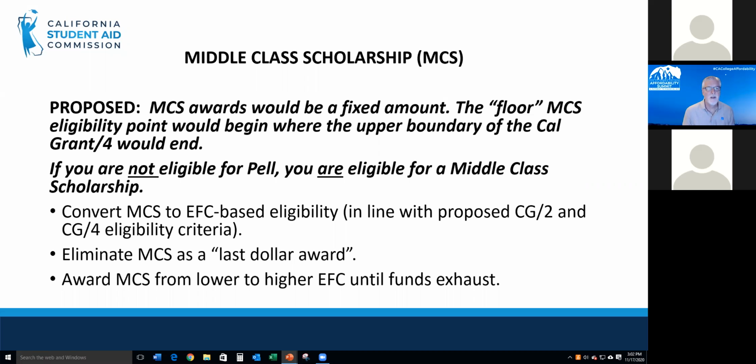The floor of MCS as proposed would start where the upper boundary of Cal Grant 4 ends. So basically just above the Pell cutoff line. So what we would say here is if you're not eligible for Pell, you definitely are eligible for a middle class scholarship. We would need to convert MCS to an EFC based eligibility, eliminate MCS as a last dollar award, and award MCS based upon the amount of money that we had available to it from lower to higher EFC, basically until you exhausted all the funds. There's a few ways you could do this.